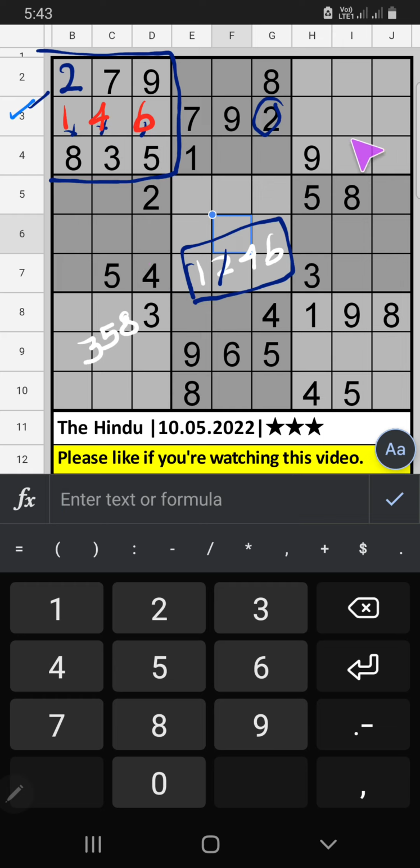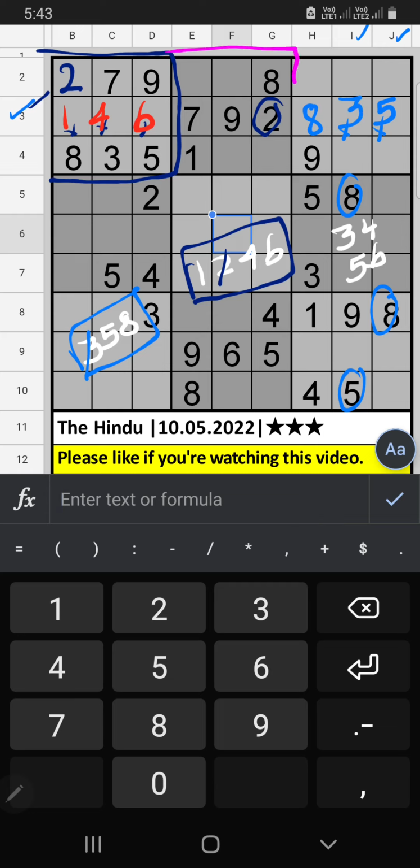Third row, 3 numbers are remaining: 3, 5, 8. Column I, we have 5 and 8, so 5 and 8 can't come in this cell. They will come in any other 2 cells. Column J, we already have 8, so 8 can't come in this cell. 8 is confirmed here. Then 5 is here. Then only one number is remaining: 3. 3 is confirmed here.